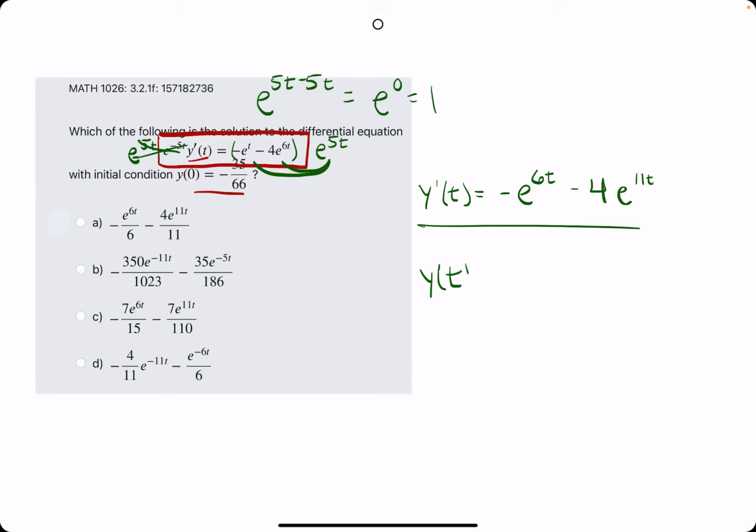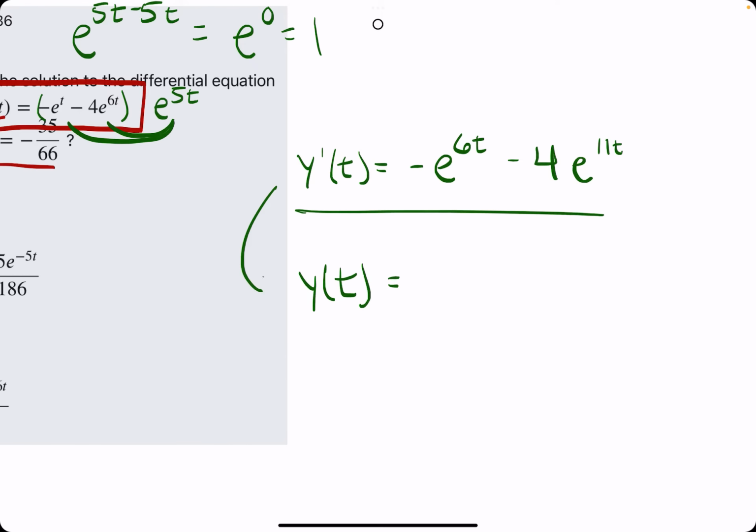Now we find the antiderivative. That would be just y of t. So with e terms, the nice thing is the e terms will always stay the same. The negative stays the same. But then we always divide by the coefficient in front of the t within the exponent. And so it's sort of like using u substitution, really bypassing u substitution.